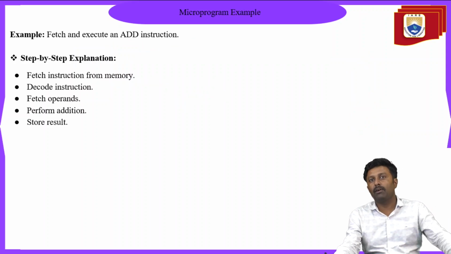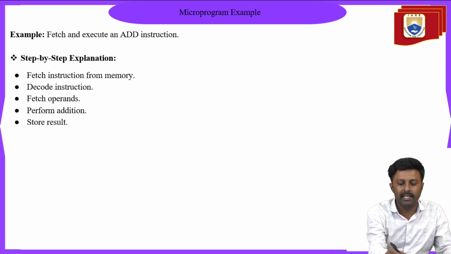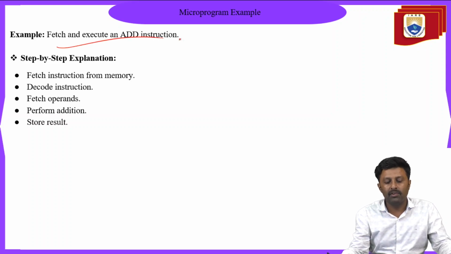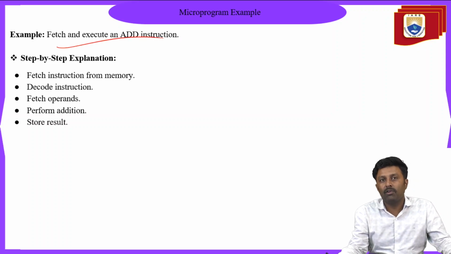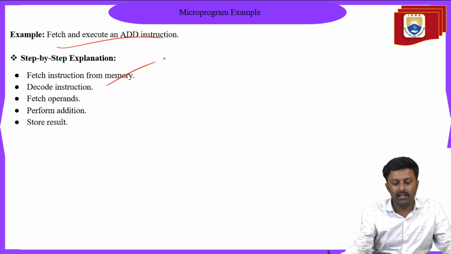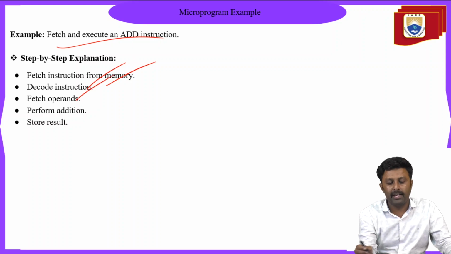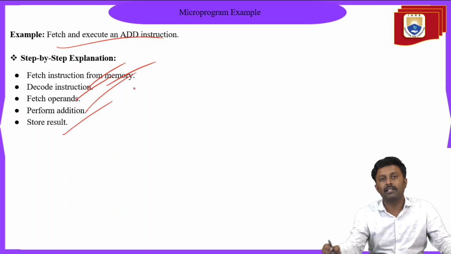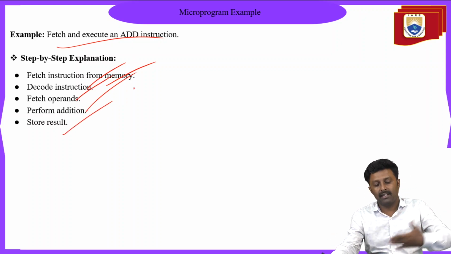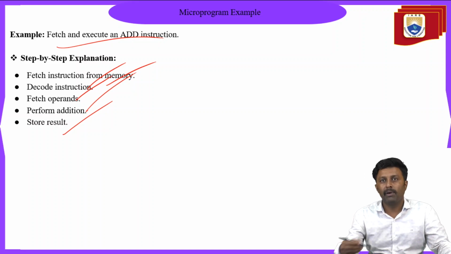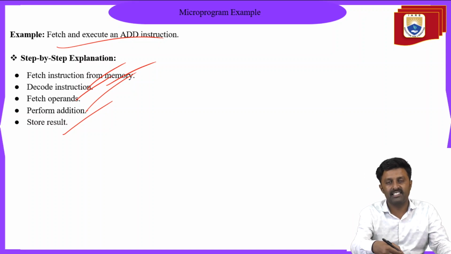We will see an example of microprogramming: the fetch and execute of an add instruction. The steps involved are: first fetch the instruction from memory, then decode the instruction, then fetch operands, perform the addition, and store the result. For this, the microprogramming instructions are written.